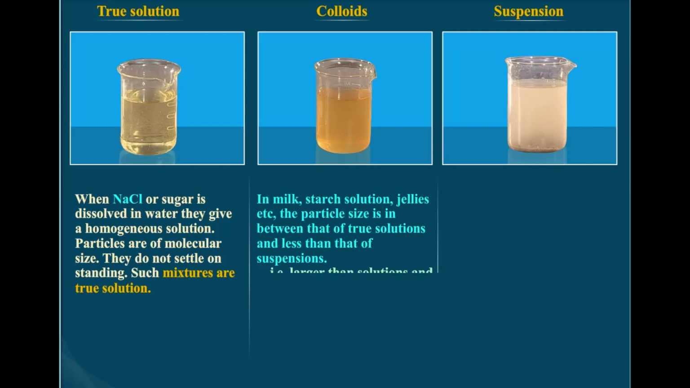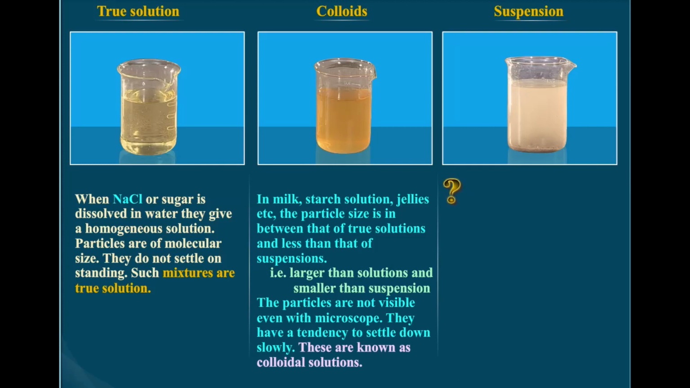Colloids. Examples of colloids are milk, starch solution, jellies, etc. The particle size is in between that of a true solution and a suspension, that is, larger than solutions and smaller than suspensions. The particles are not visible even with a microscope. They have a tendency to settle down slowly, and these are known as colloidal solutions.